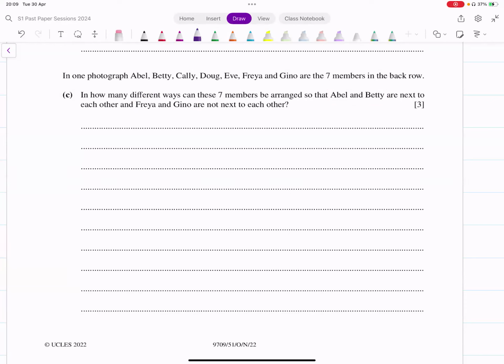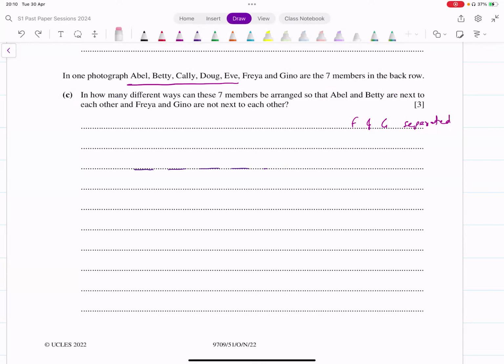Let's use that. We have 7 members in total. Out of them, we need to separate F and G. F and G need to be separated. Start from those people who do not have to be separated. That's A, B, C, D, E. How many places would we have for them? For people who we do not have to separate, we have 1, 2, 3, 4, 5 places for them. However, A and B have to be next to each other.